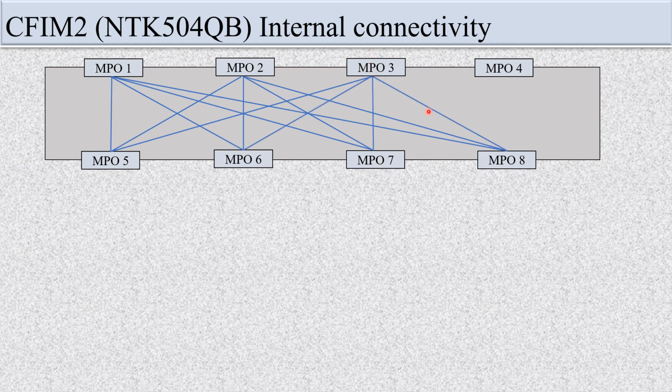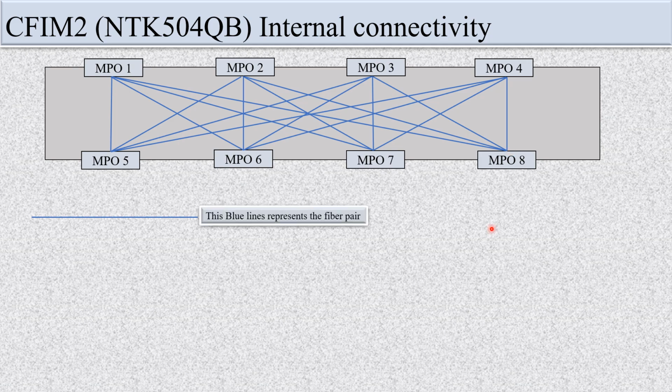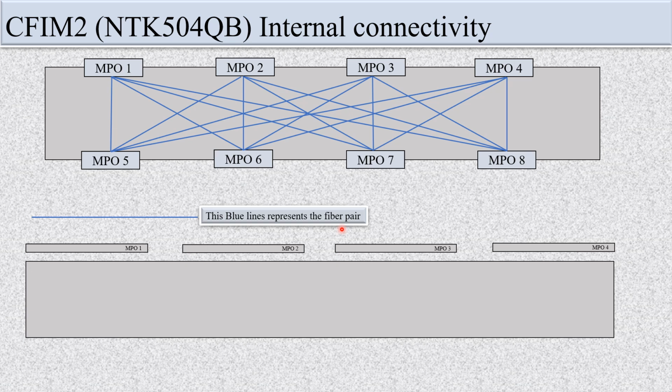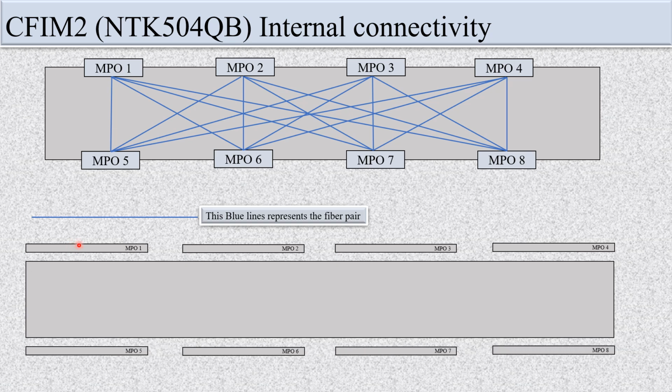In the same way, MPO port number 4 is connected to 5, 6, 7, and 8. So this blue line represents the fiber pair, as I have already told. You can see here, this is the MPO port. This is a physical MPO port, which includes 12 fiber, or you can say 6 fiber pair. This is the internal connectivity inside.